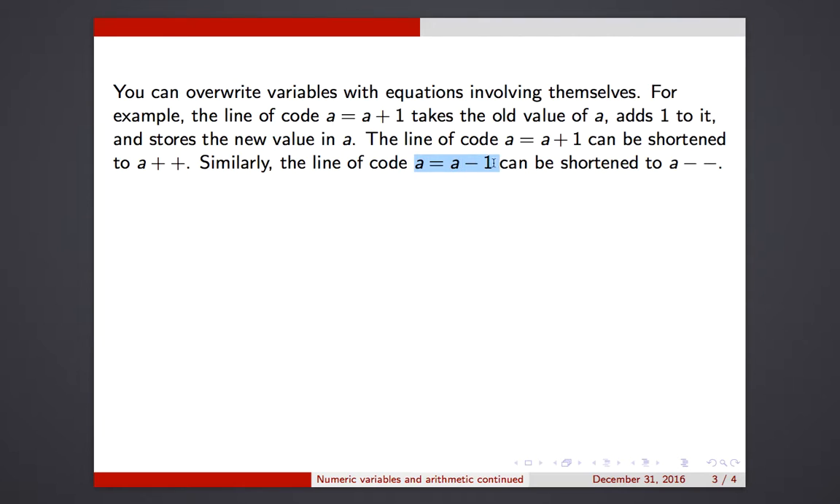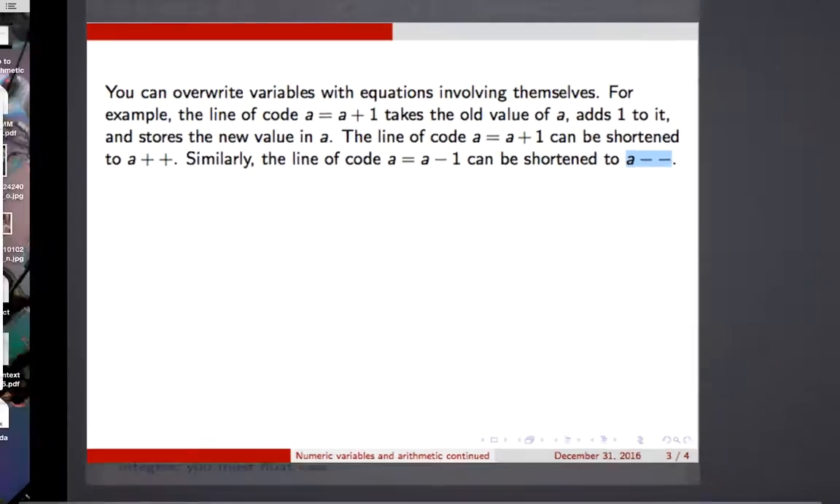And same thing for something like this. A equals a minus 1. You're taking the value of a and knocking it down by 1. This equation, this line of code, can be shortened to this, a plus plus. That just means increase the value of a by 1. A equals a minus 1 can be shortened to a minus minus.